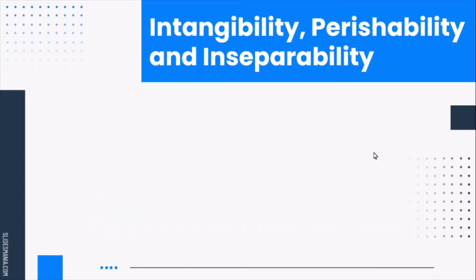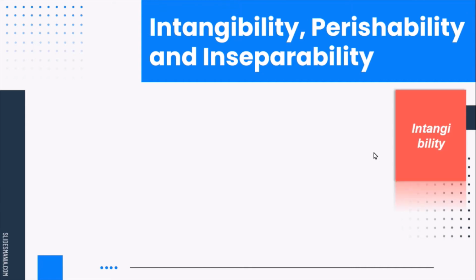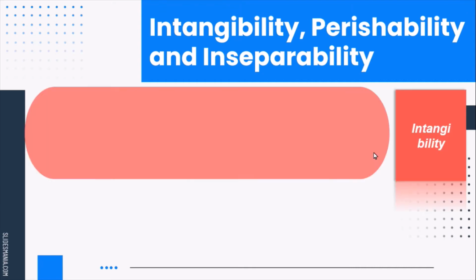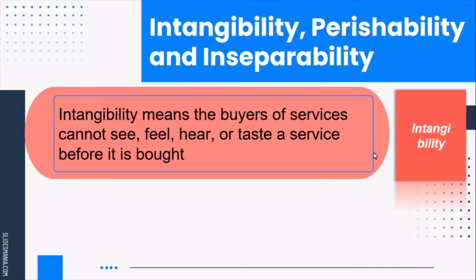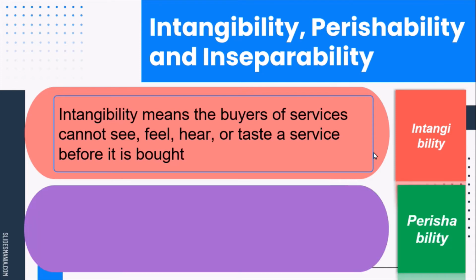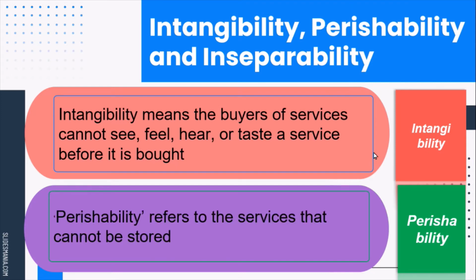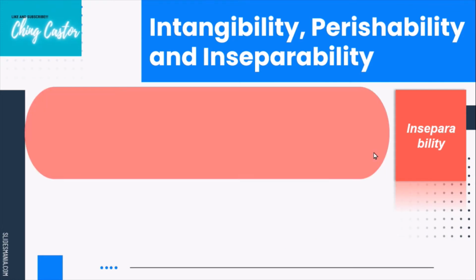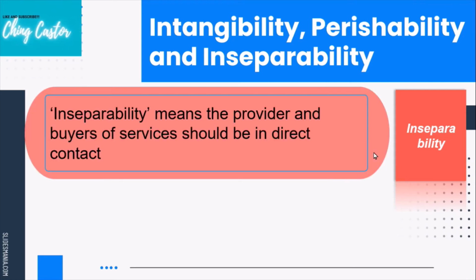Intangibility, perishability, and inseparability. First we have intangibility. Intangibility means the buyers of services cannot see, feel, hear, or taste a service before it is bought. Perishability refers to the services that cannot be stored. When we say inseparability, it means the provider and buyers of services should be in direct contact.